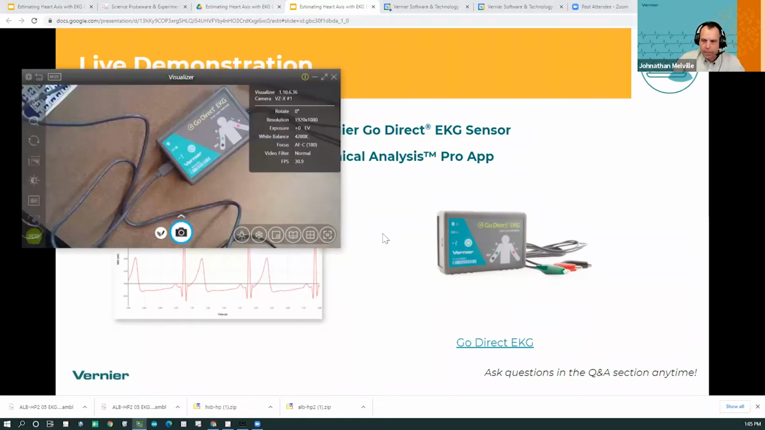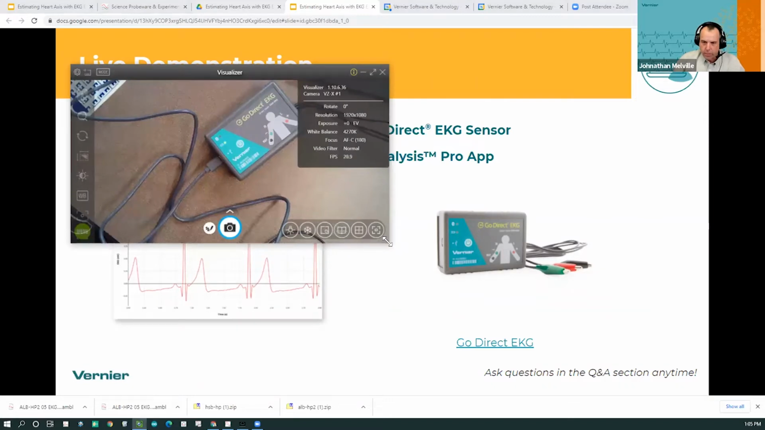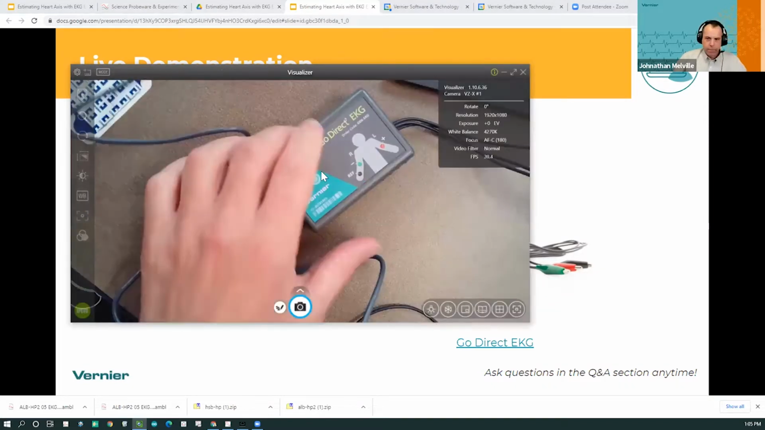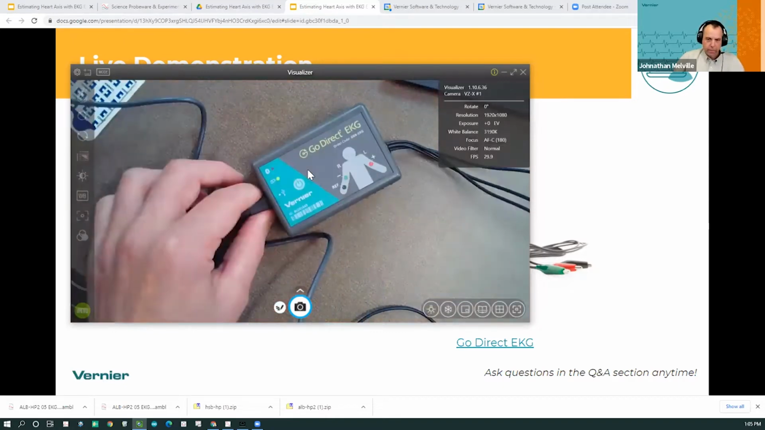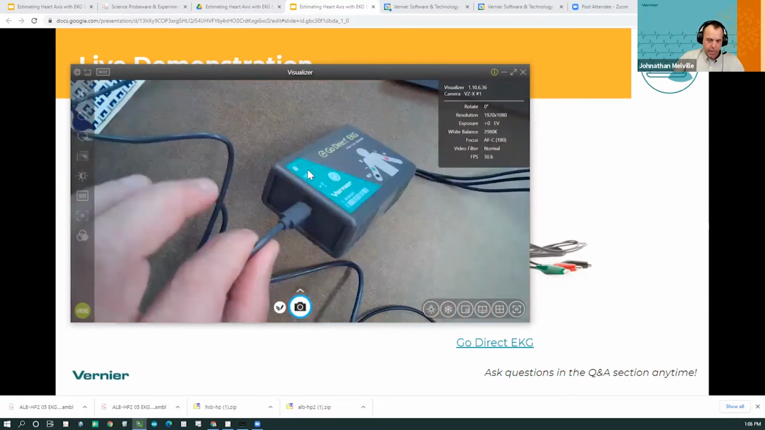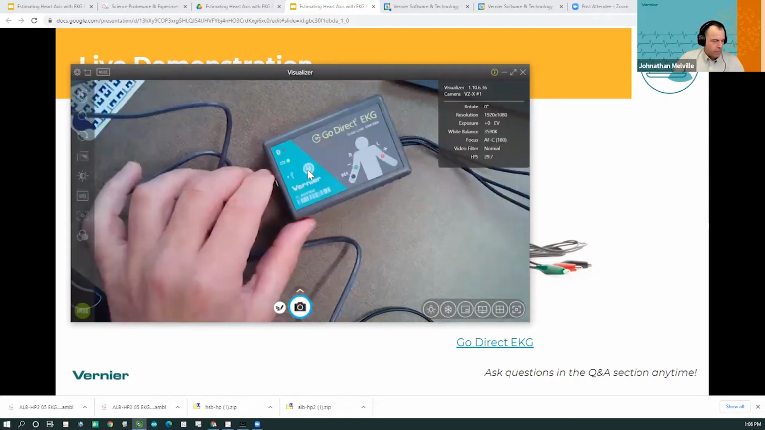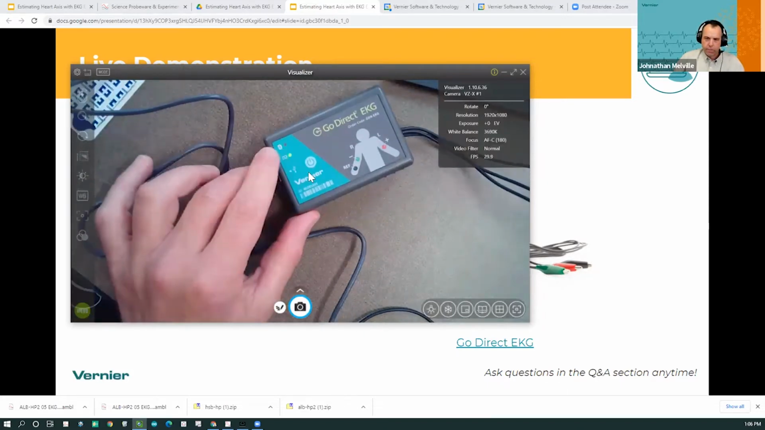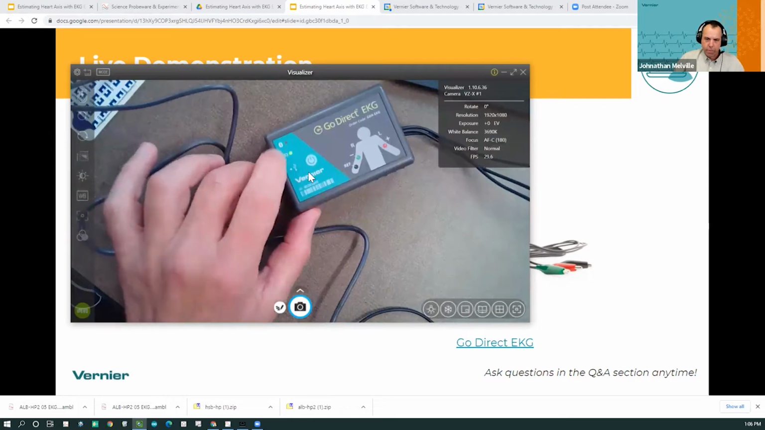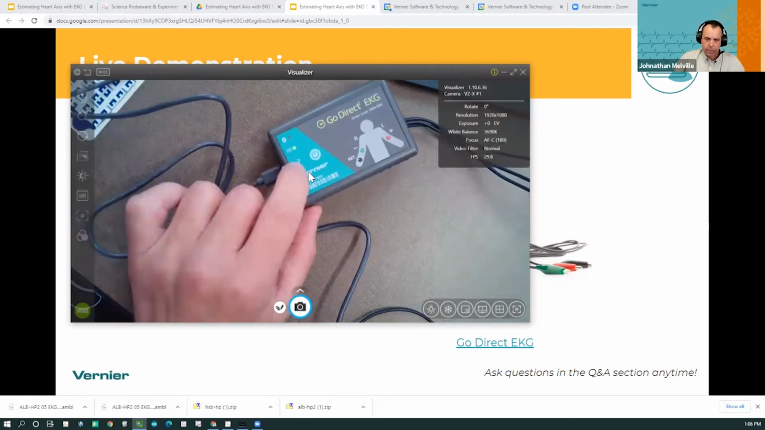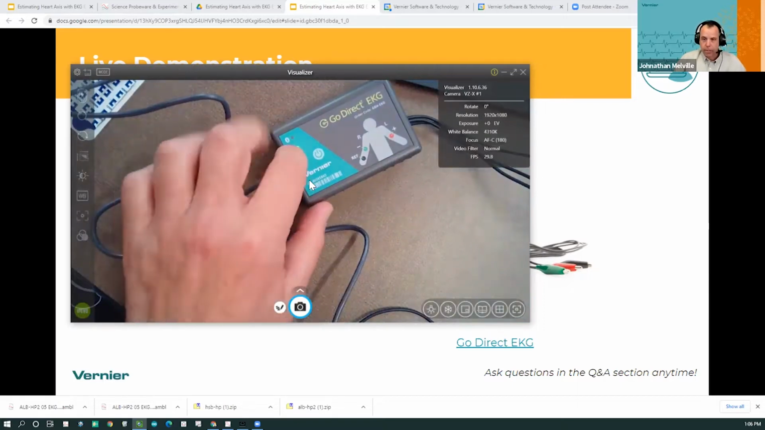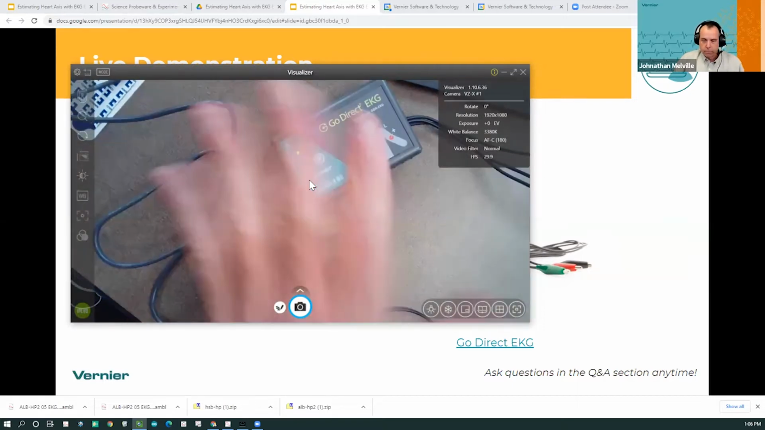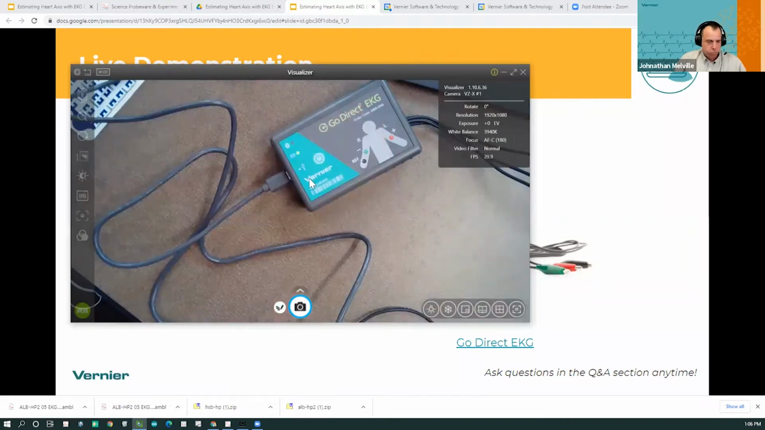Here is the EKG sensor, the Go Direct EKG sensor. What's really nice about the Go Direct EKG sensor is it's a little box. It doesn't require an interface. It can be connected via USB cable, or it can also be connected via Bluetooth. So that's this little indicator here would be for Bluetooth. This little indicator here means USB, and this just means the battery's charging. And one of the nice things to know about it is if it's plugged in, it's ready to go. It doesn't need to have a charge to actually work.